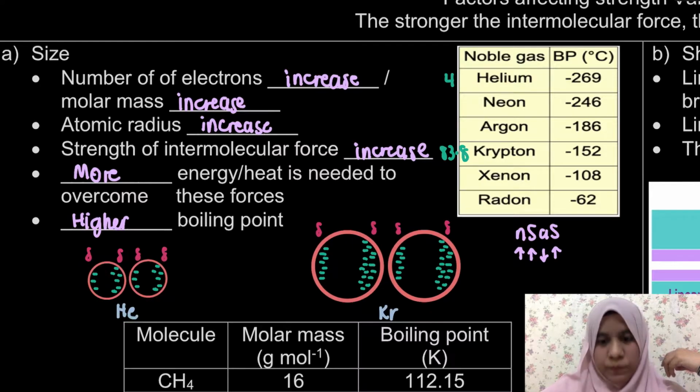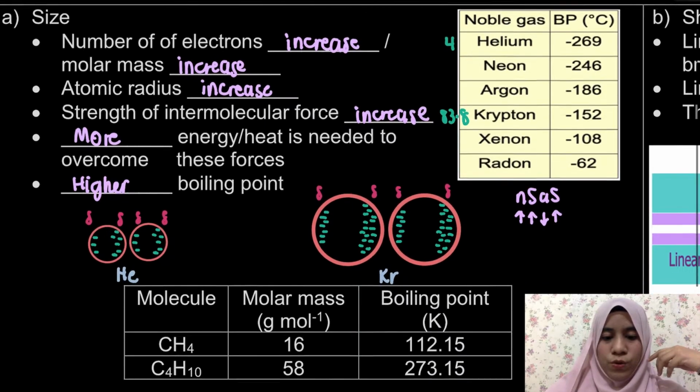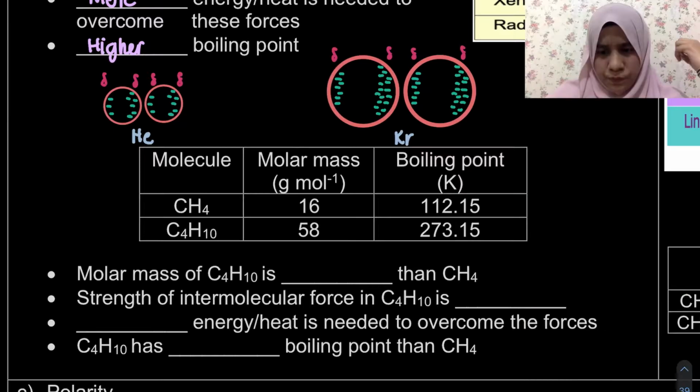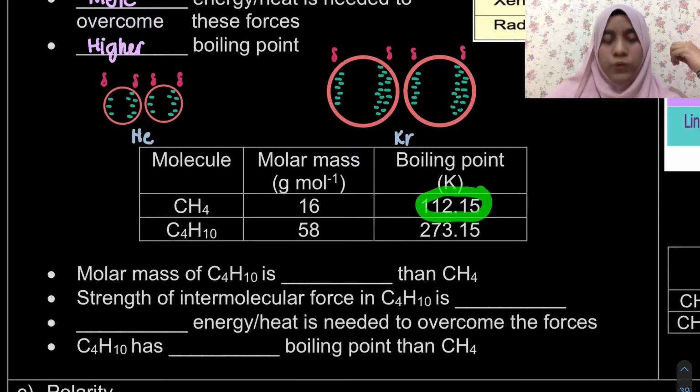our helium. So dalam kes ni sebenarnya senang nak tengok in terms of our molar mass lah. So this is actually for the case of element down group 18. So contohnya kalau usually we're gonna look for the case of organic molecule. So kita tengok dekat sini. First we have our CH4, our methane. The molar mass is 16. And then as we can see the boiling point is 112.15.